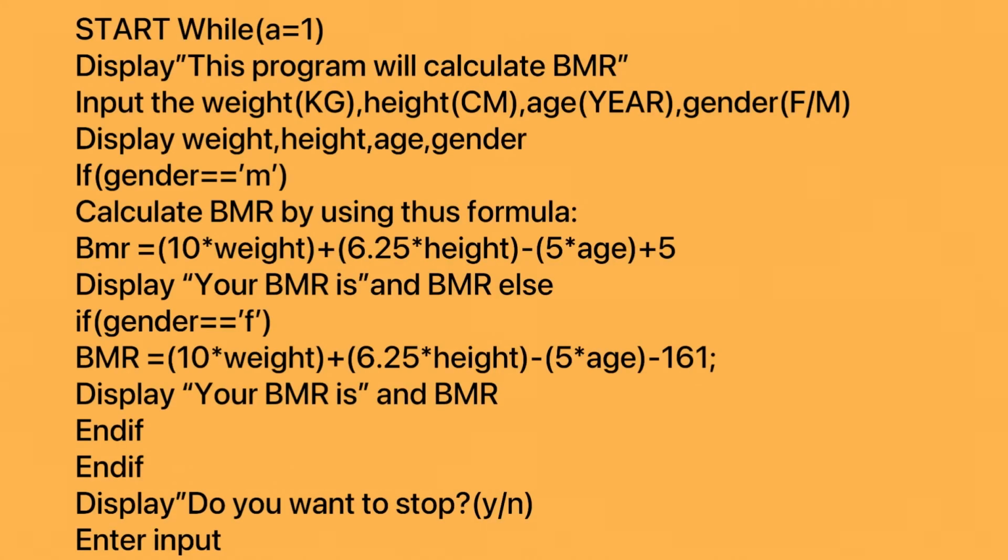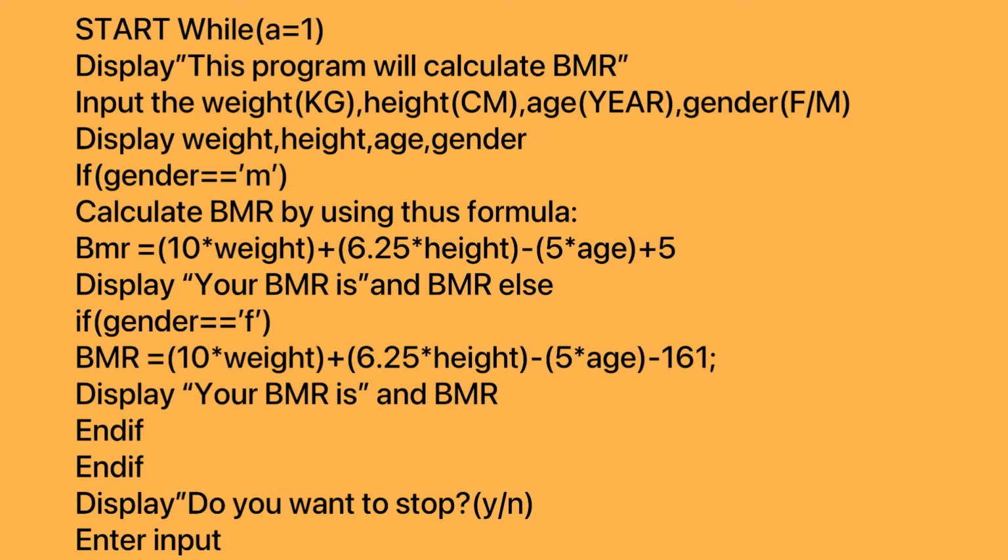For the pseudocode and Raptor, I'm using selection, which is nested if, and also a looping structure, which is the while structure. So I started with start, while a equal to 1, which means I need just one loop in there.